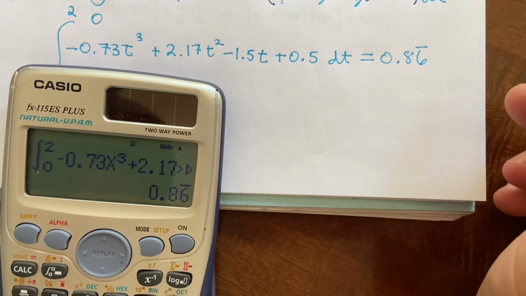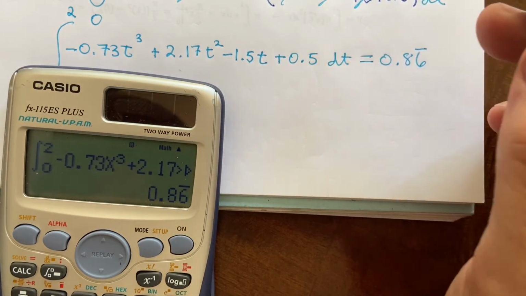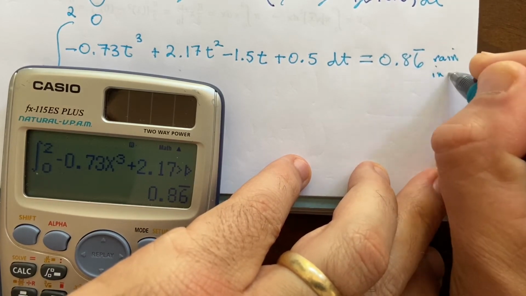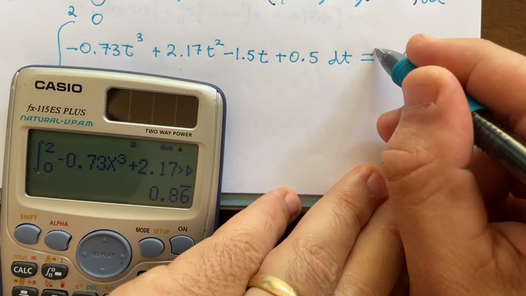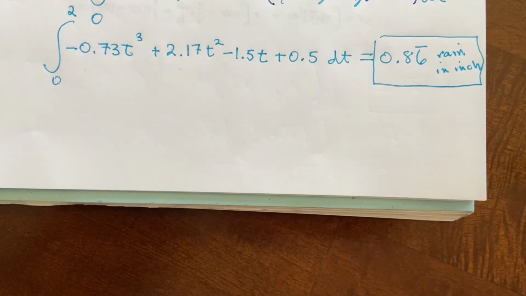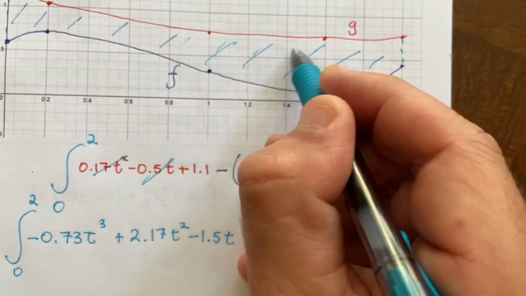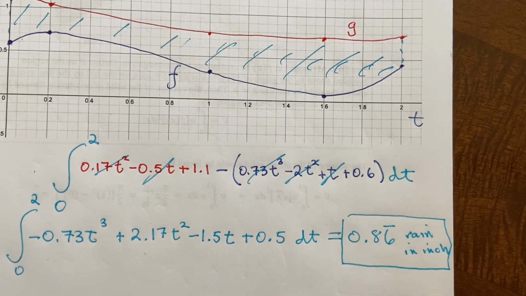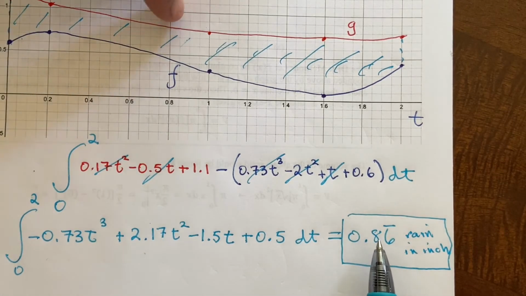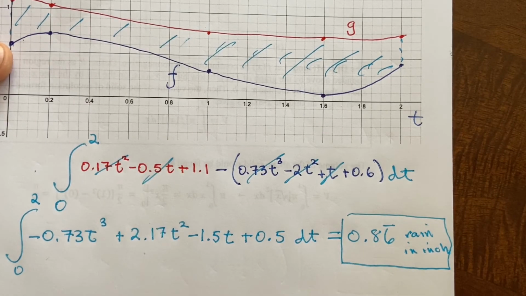So our functions were amount of rain in inches per hour. So this would be the amount of rain in inches. But we also wanted to interpret this. So what the heck does that mean? So if we look at our graph, if this is the area, then it rained this amount more at the location defined by function g as compared to the location as defined by function f.